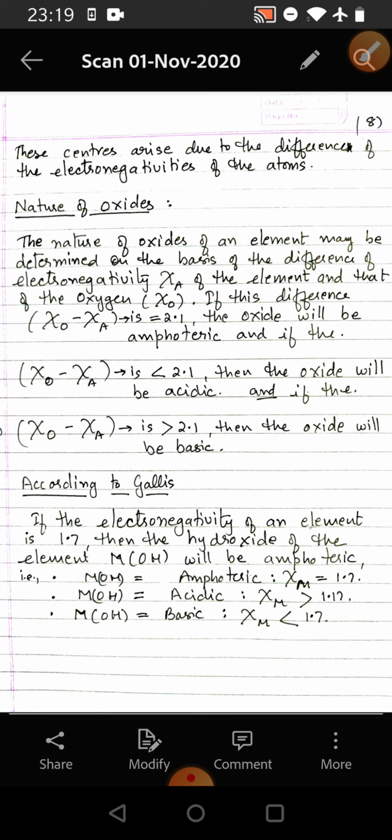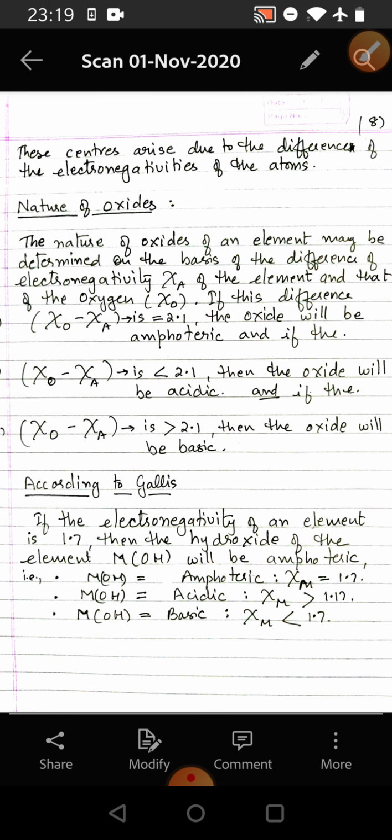The nature of oxides of an element may be determined on the basis of the difference of the electronegativity xA of the element and that of oxygen xO. If this difference is exactly equal to 2.1, then the oxide will be amphoteric, and if the difference of the electronegativity between the element and oxygen is less than 2.1, then the oxide will be acidic, and if the difference between the electronegativity of oxygen and the element is greater than 2.1, then the oxide will be basic.